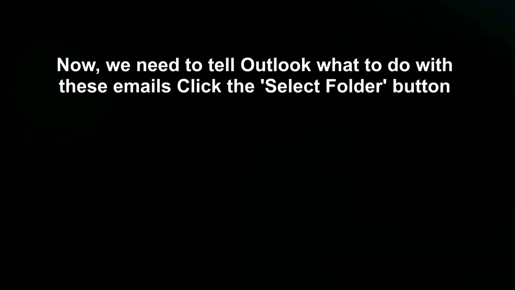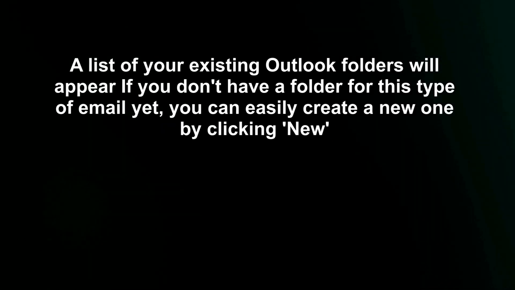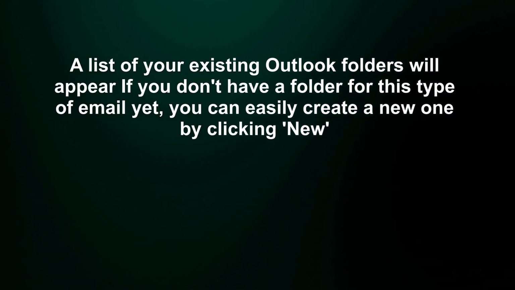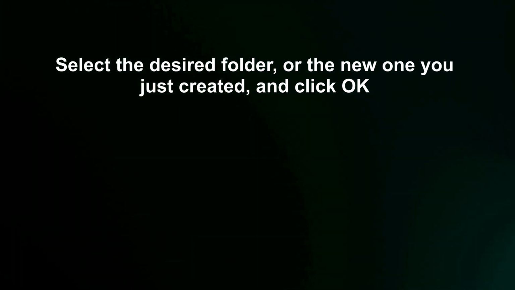Now, we need to tell Outlook what to do with these emails. Click the Select Folder button. A list of your existing Outlook folders will appear. If you don't have a folder for this type of email yet, you can easily create a new one by clicking New. Select the desired folder, or the new one you just created, and click OK. Finally, click OK again to save your new rule.